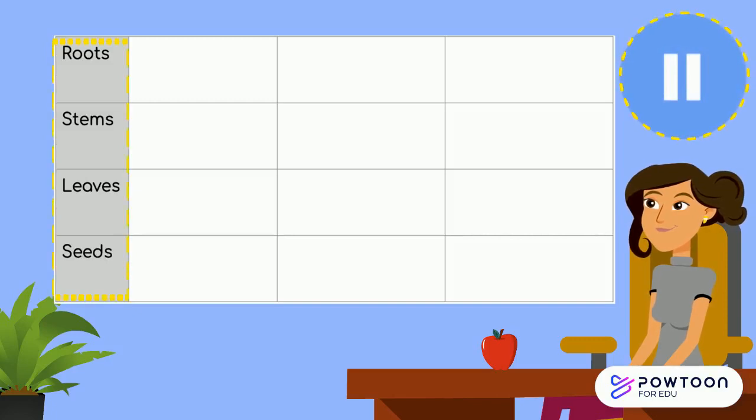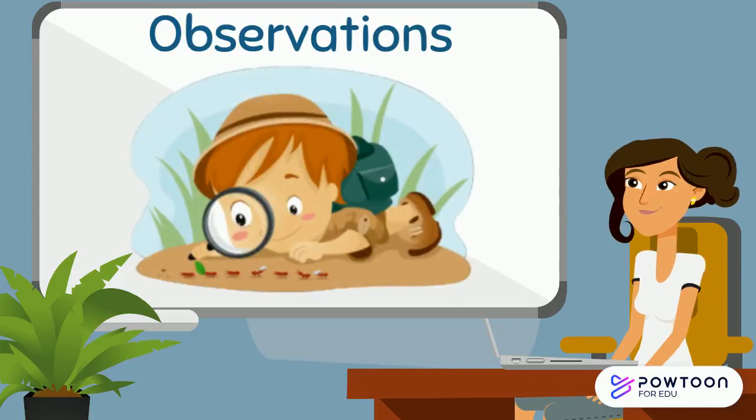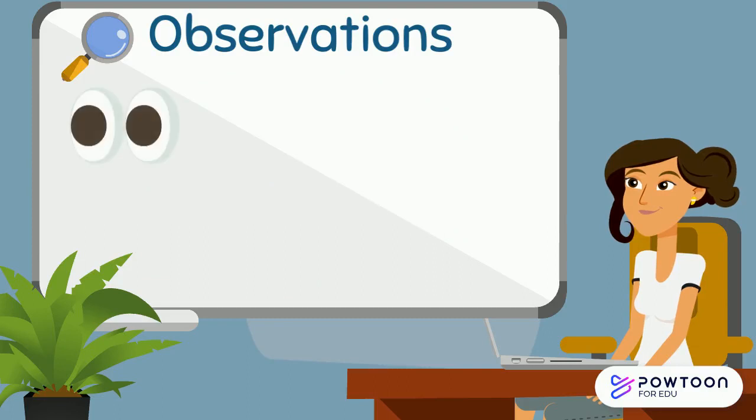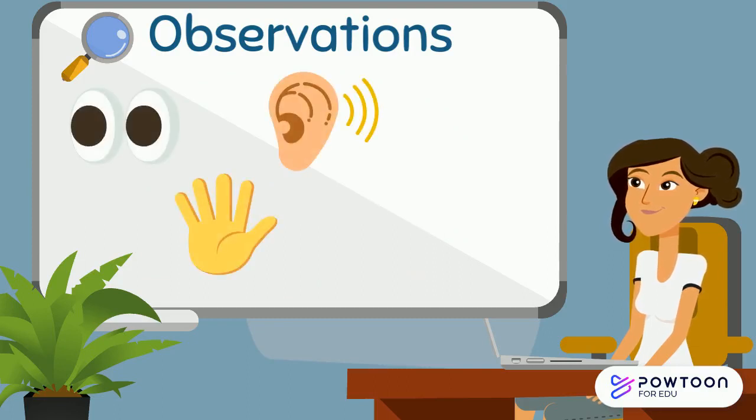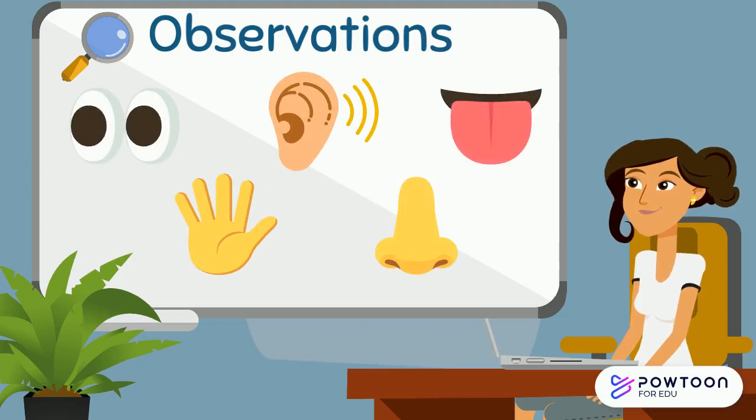Great! Now let's talk about how to make observations like a scientist. You want to try to use all 5 of your senses to gather as much information as possible. Observations include how something looks, feels, sounds, smells, and sometimes how it tastes.